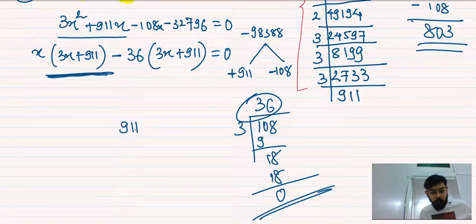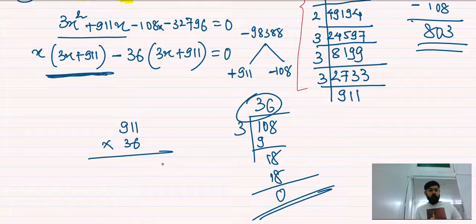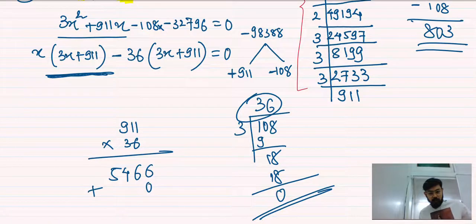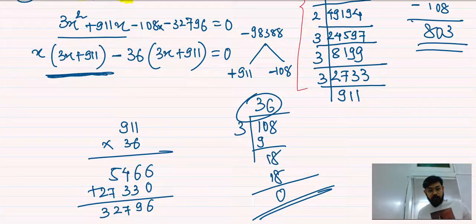So I'll check 36 multiplied by 911. Let's see if I get 32796. So 911 multiplied by 36. 6 ones are 6, 6 times 1 is 6, 6 times 9 is 54, then 0, then 3 times 911 gives 2733, and the total is 32796. Yeah, that's my number. Correct. So 36 is that factor.